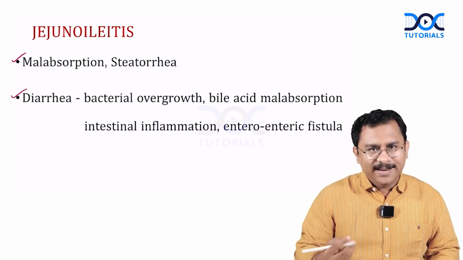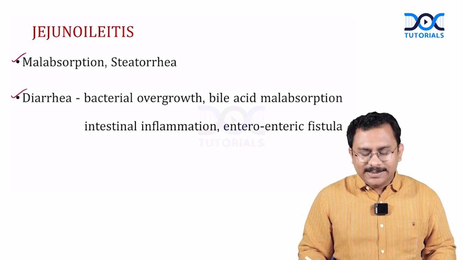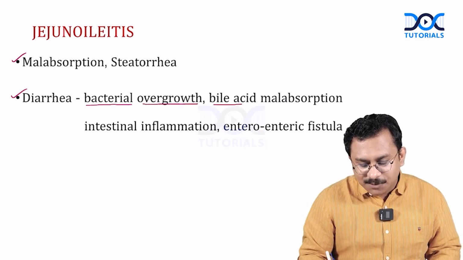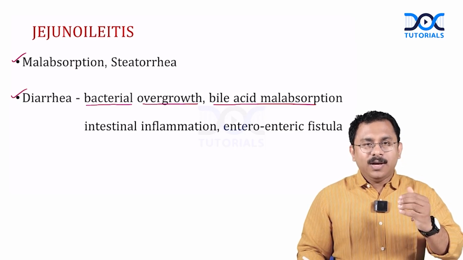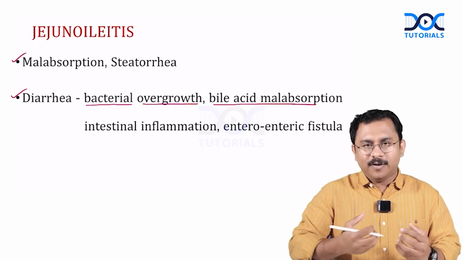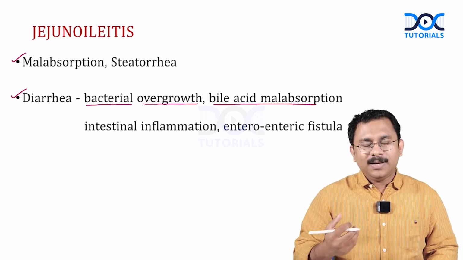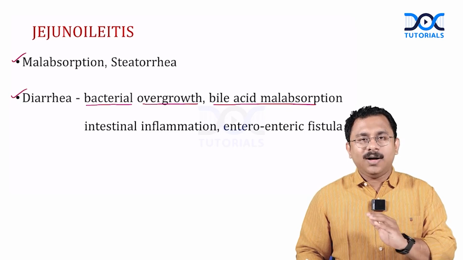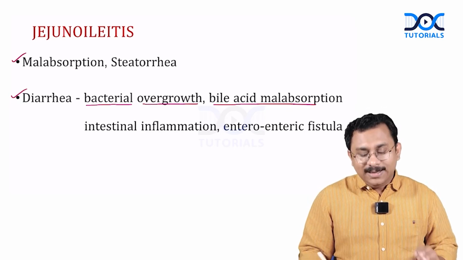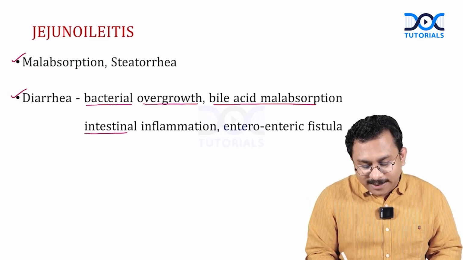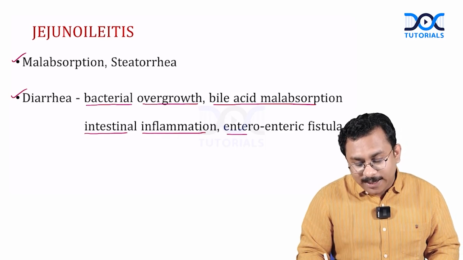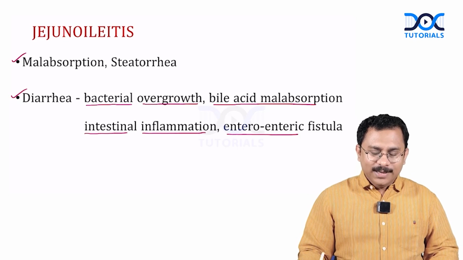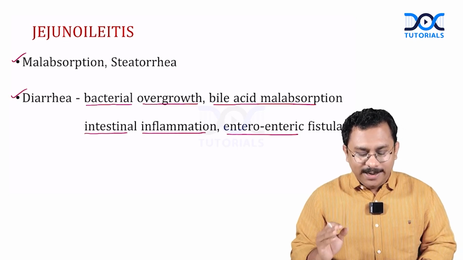And patients can have diarrhea. What is the reason why the patients develop diarrhea? It can be due to bacterial overgrowth, and bile acid malabsorption, because the ileum is important for the enterohepatic circulation, for reabsorbing the bile acid. If there is ileal involvement, you can have bile acid malabsorption leading on to bile acid diarrhea as well. Intestinal inflammation is also one factor that can lead on to diarrhea, and diarrhea may also be a consequence of an enteroenteric fistula. So this is what happens when there is jejunoileitis.